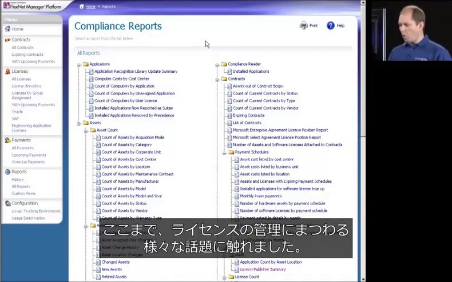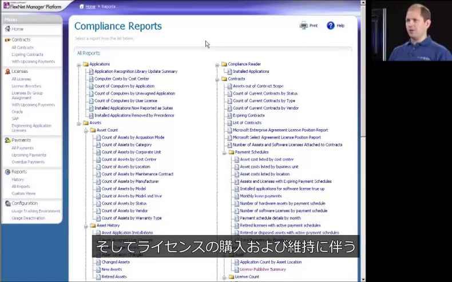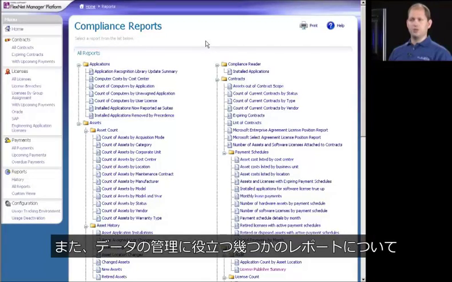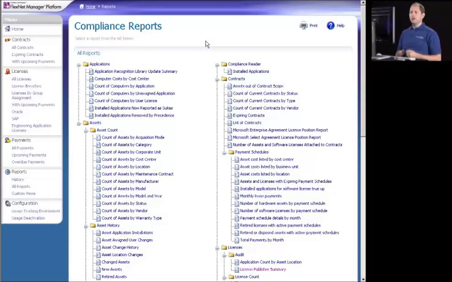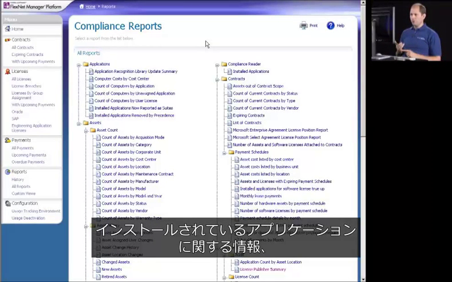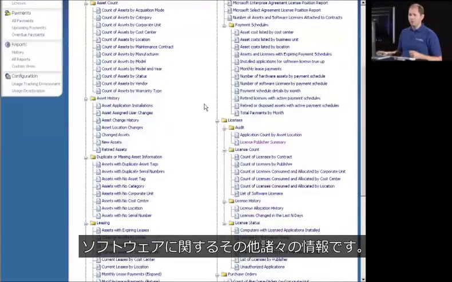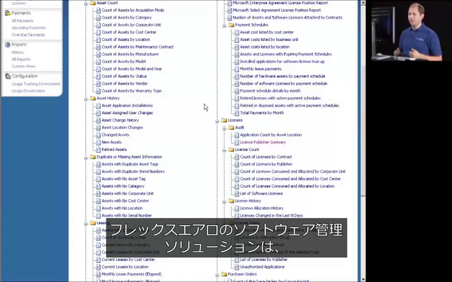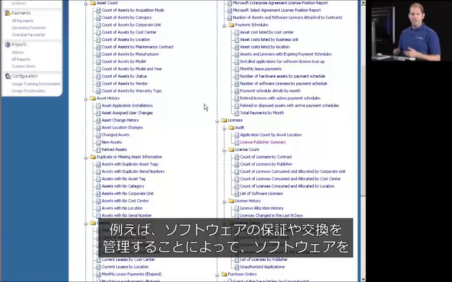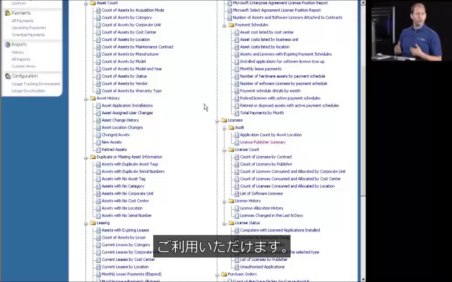So finally, we've looked at quite a few different things. We've looked at licenses, we've looked at payments being made on those licenses, and also we have a set of reports here that allows you to manage all sorts of details about your environment. So when we're bringing data into the system, we're bringing in information about applications that are installed and used, a count of different assets, and in fact there's a lot of asset information. Many of our customers use our asset management to manage their warranty, to manage asset replacement, the duplicate assets, ensure that they're managing all of those assets according to their full life cycle management.